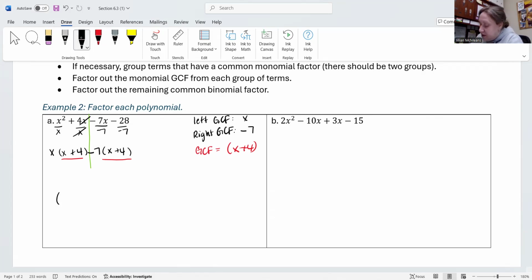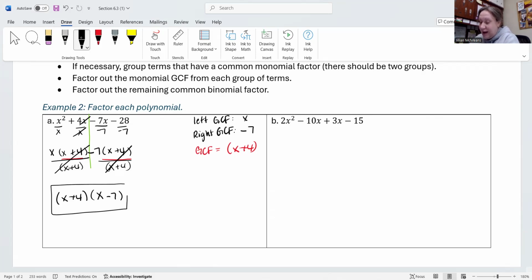So we're going to take our GCF, x plus 4, and divide it out. So I'm going to write my GCF times a set of parentheses for my quotient. And then I'm going to divide both terms by x plus 4. Well, x plus 4 divided by itself on the left is just 1. 1 times x is x. And then x plus 4 divided by itself on the right is just 1. 1 times negative 7 is negative 7.